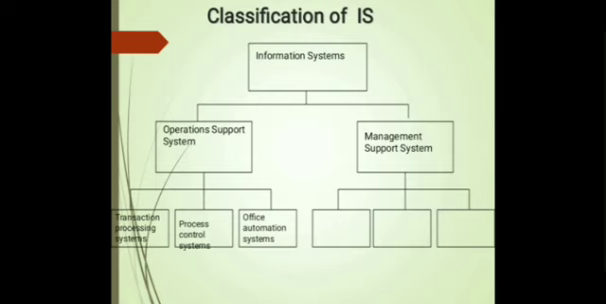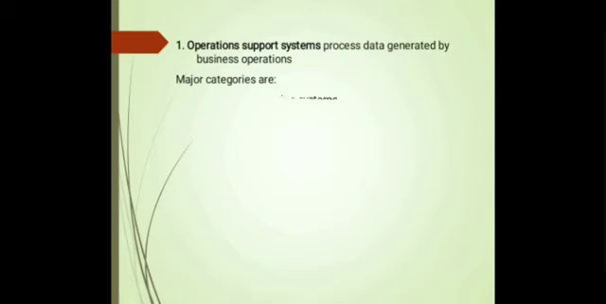So these three categories: transaction processing system, process control system, and office automation system come under the day-to-day operations support system. Management support system categories are management information system, decision support system, and executive information system. MIS is targeted for structured decisions at junior level. Decision support system is targeted at semi-structured decisions at middle level, and executive information system and expert system are targeted at top level for strategic planning decisions.